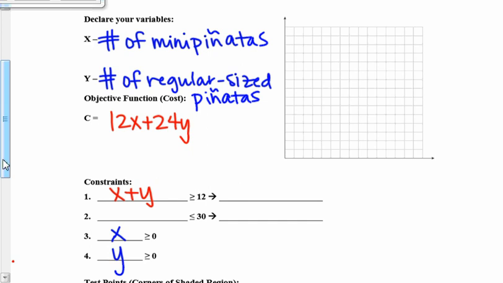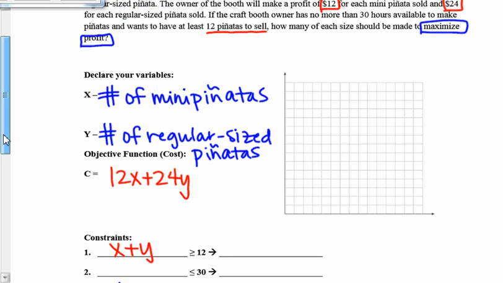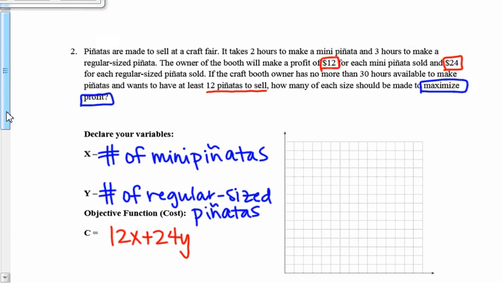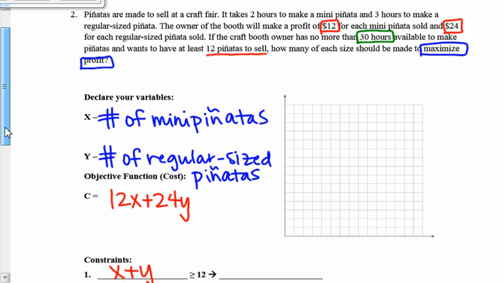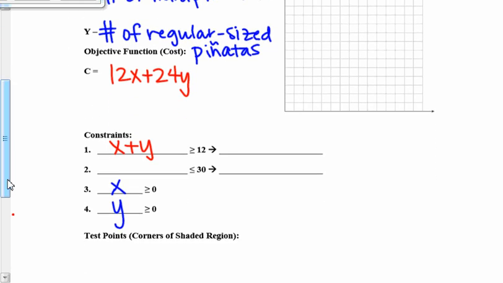Alright, and then my other one has to do with the number 30. Let's look for the number 30 up here. Oh, time, no more than 30 hours. Let's see, how long does it take to make a mini piñata? 2 hours, and then 3 hours to make a regular sized piñata. So then I can say 2 hours per mini piñata, which means 2 times x, plus 3 hours per every regular sized piñata, or 3 times y, has to be less than or equal to 30, because I only have 30 hours total to make these piñatas.